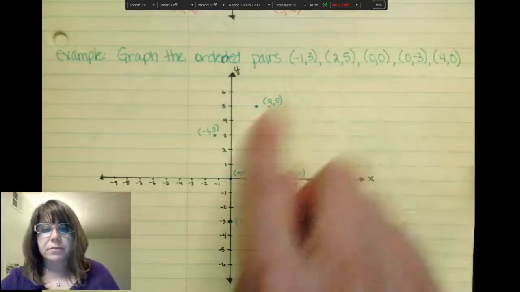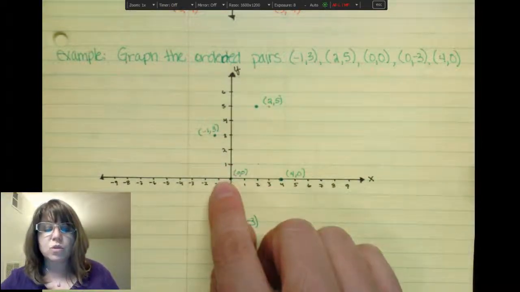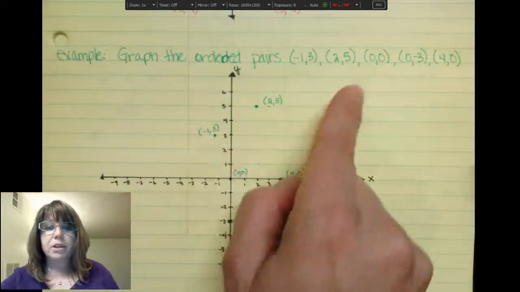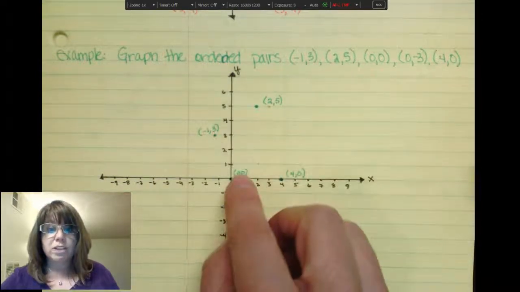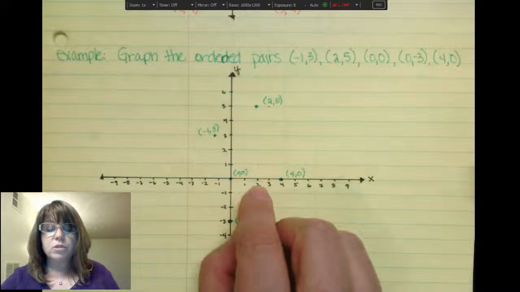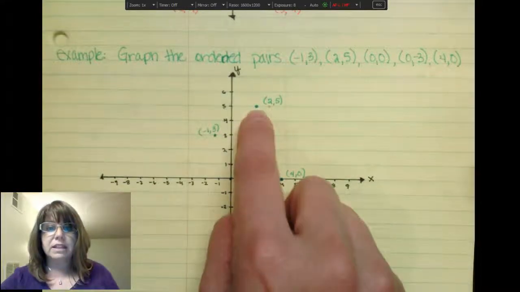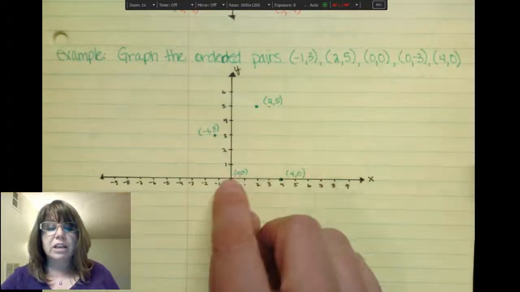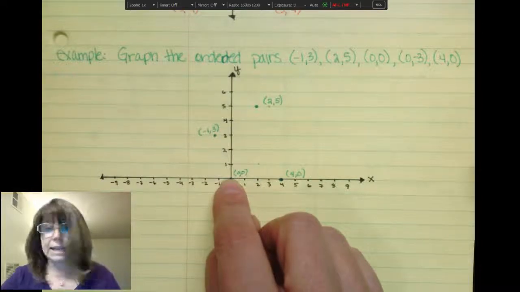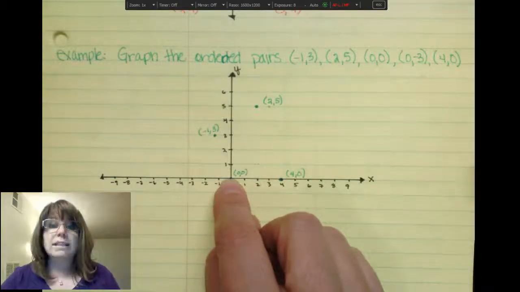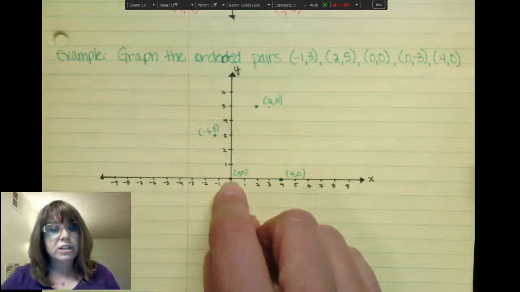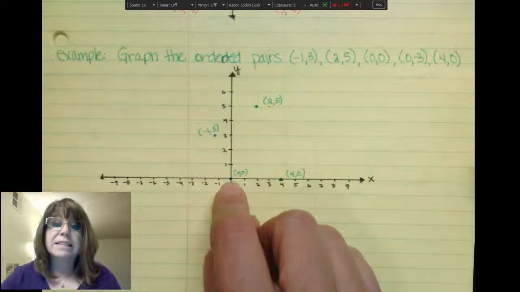(-1, 3). From the origin, we go 1 to the left and up 3: 1, 2, 3. So I'm at (-1, 3). (2, 5). Starting at the origin, I move over 2, 1, 2 to the right and up 5, giving me (2, 5). Point (0, 0). I start at the origin and I move left and right, none. I stay there. Likewise, I move up and down, none. That means I stay there. So my origin is really (0, 0). It's named origin, but the point that belongs there is (0, 0).